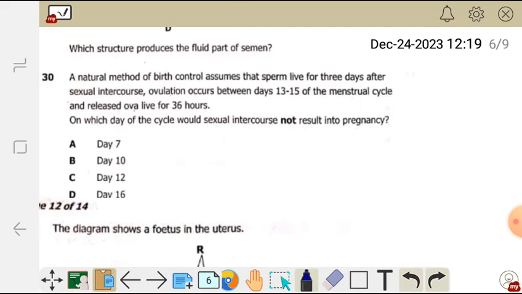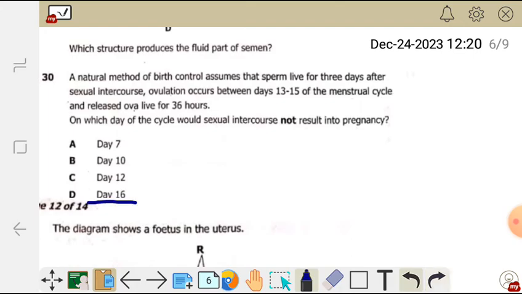But when you look at day 10, if you have sexual intercourse in this case, the sperm will live for 3 days, and by day 13, the egg will be released and it will be fertilized, and that will result in a pregnancy. Day 12 as well, you add 3, it will be 12, 13, 14. By day 14, the egg will be ovulated, fertilization will take place.